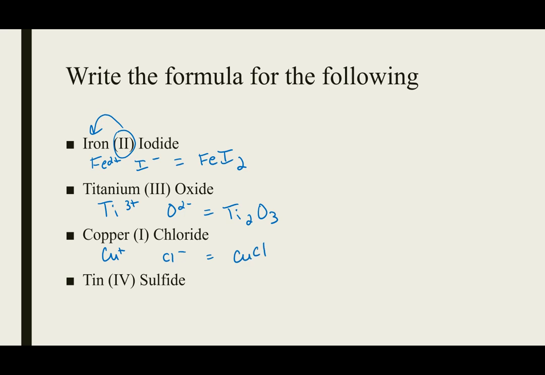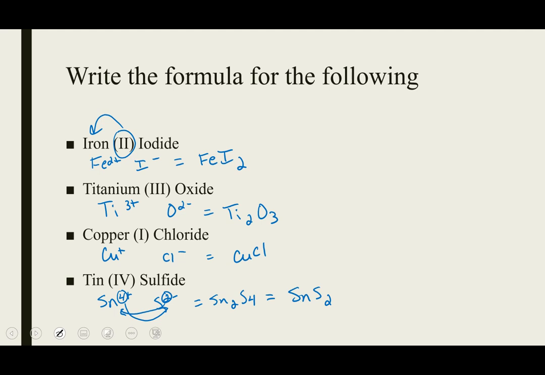Tin 4 sulfide. So here's an example of where that crisscross method could get you into trouble. Tin is Sn, +4 charge, sulfur is -2. So if you just did the crisscross, you're going to get Sn2S4, which is wrong. You have to reduce that to SnS2.